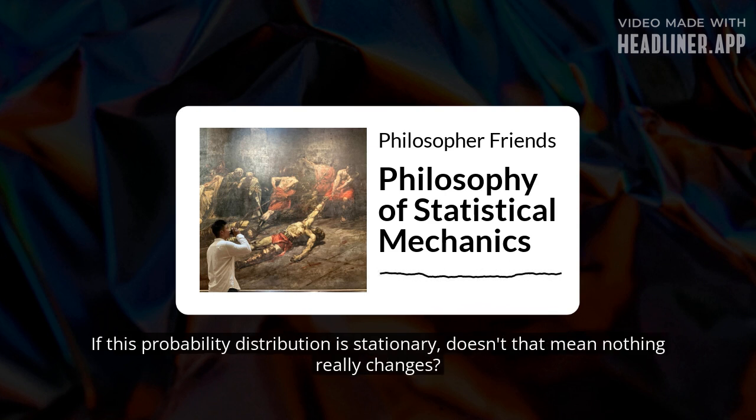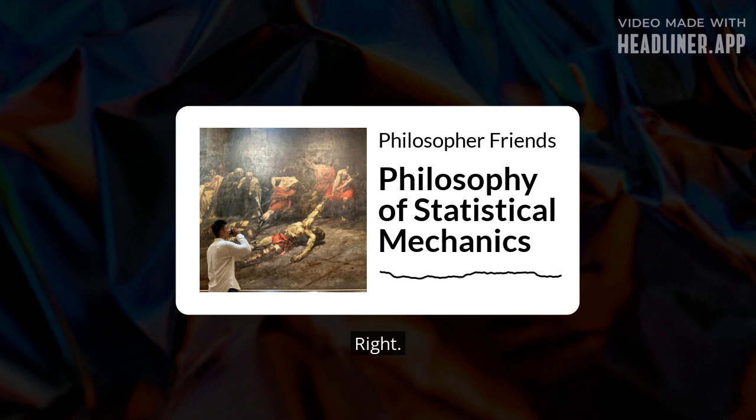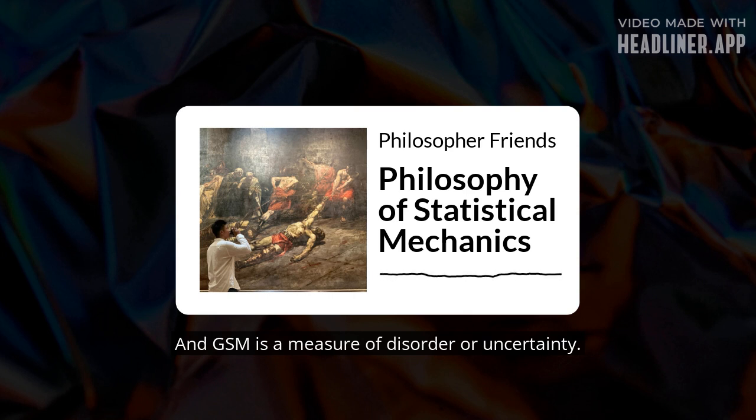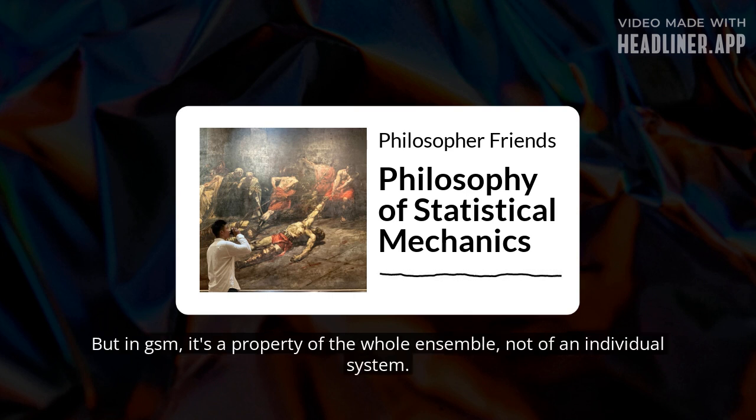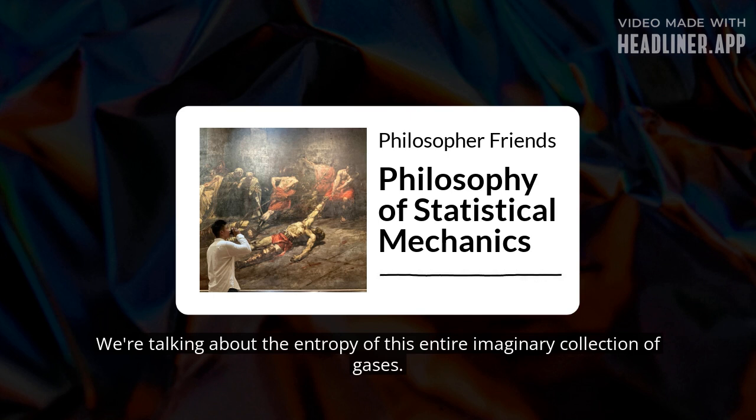Exactly. But how does GSM actually explain the approach to equilibrium? If this probability distribution is stationary, doesn't that mean nothing really changes? That's the key challenge for GSM, and it relates to a concept we've touched upon before, entropy. Okay, entropy, right back to entropy. Just like in BSM, entropy in GSM is a measure of disorder or uncertainty, but in GSM, it's a property of the whole ensemble, not of an individual system. So we're not talking about the entropy of one specific gas in a box. We're talking about the entropy of this entire imaginary collection of gases.